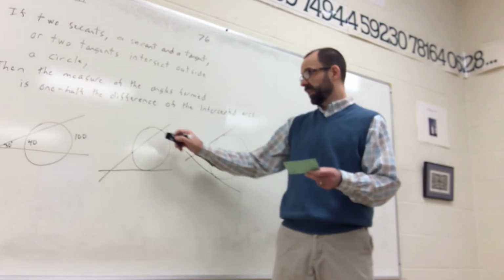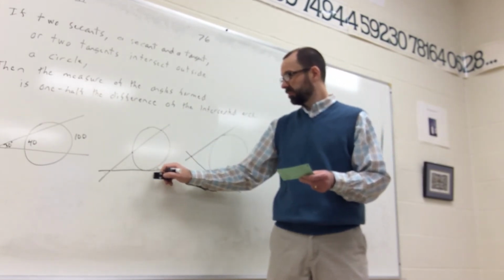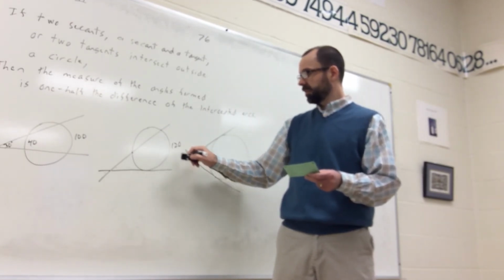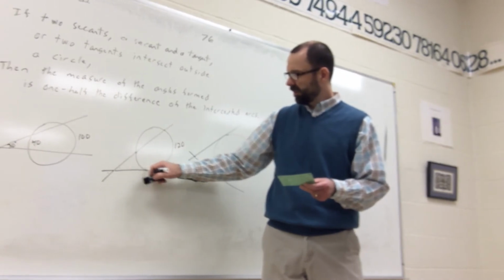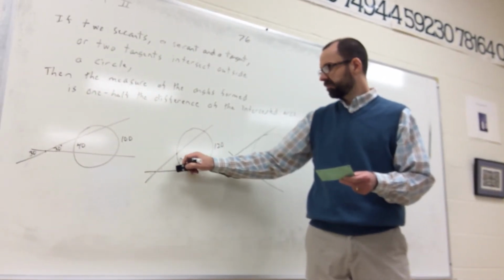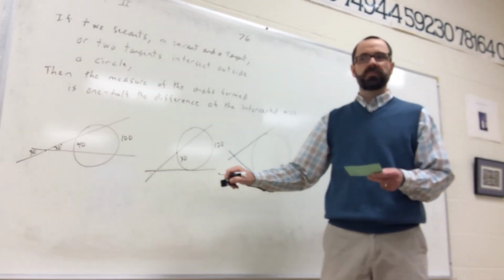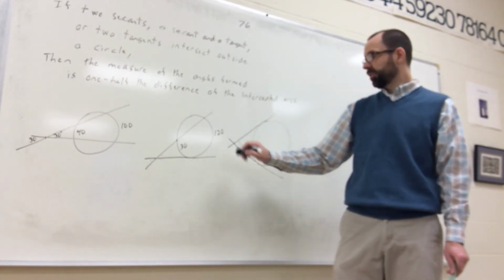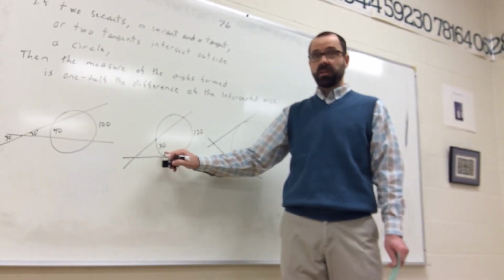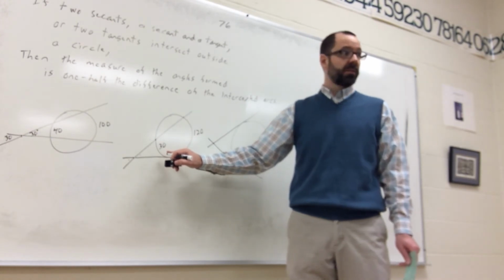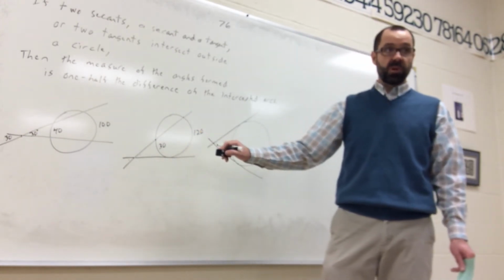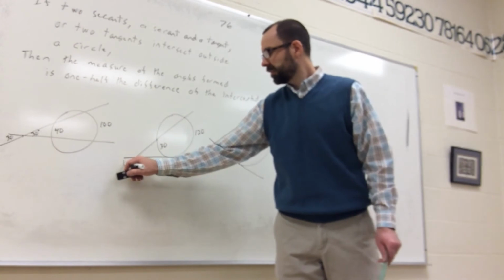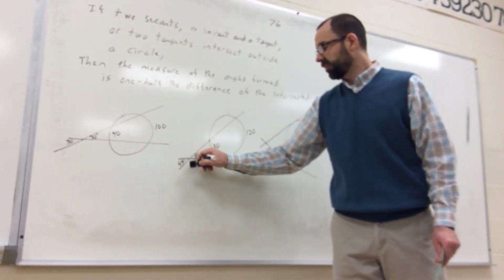So then over here, let's say this was 120, and this was 30. So you would take 120 minus 30, which is 90, and then divide by 2, that's 45. So that's 45, that's 45.